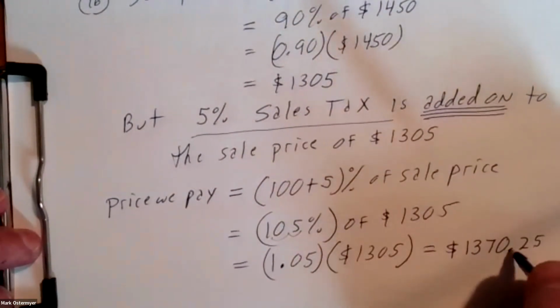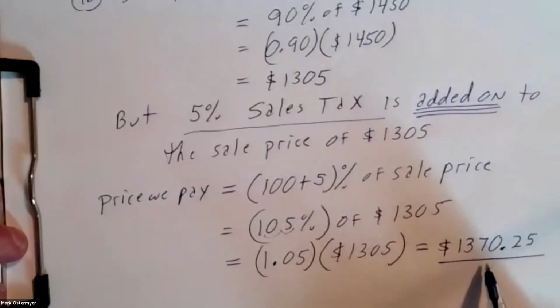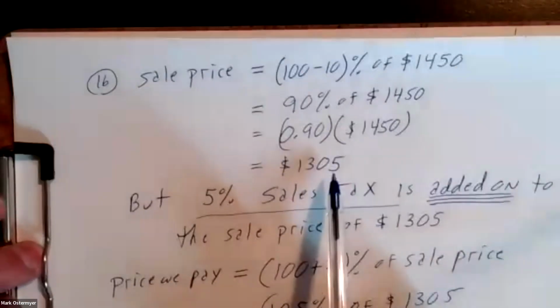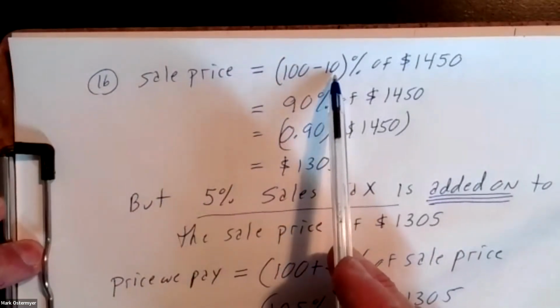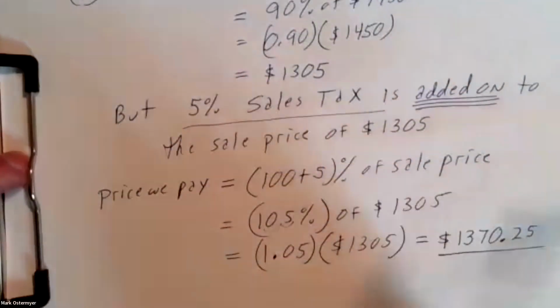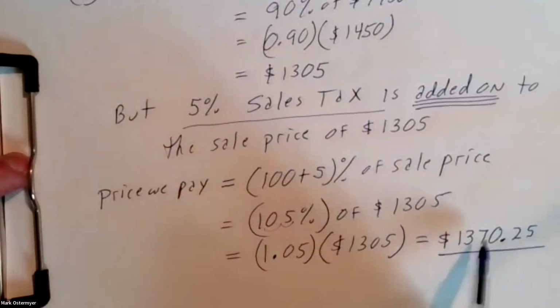$1,370.25, correct? That, ladies and gentlemen, is what we owe at the cash register. That includes the sale price after there was a 10% discount, and after the 5% sales tax was added on to the sale price. That's what we're going to owe.